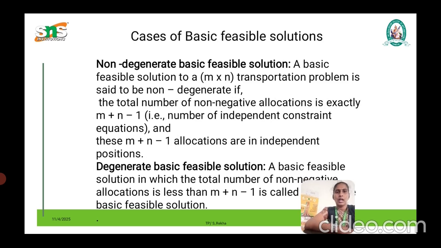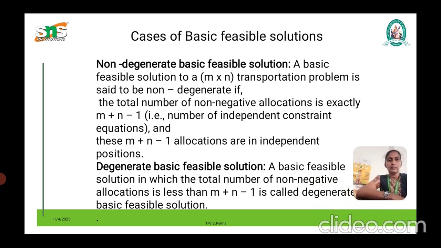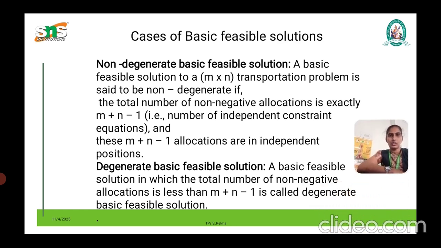Also, if we get a solution, there are two cases. One is a non-degenerate basic feasible solution and the other is a degenerate basic feasible solution. What is meant by a non-degenerate solution? It is when m plus n minus 1 is equal to the number of allocations. If the m plus n minus 1 value is equal to the number of allocations, then we can say it is a non-degenerate solution.